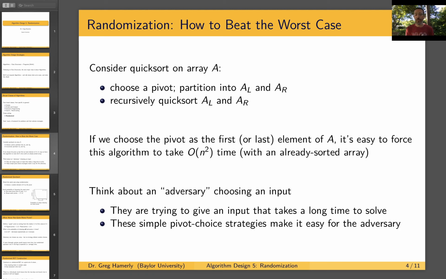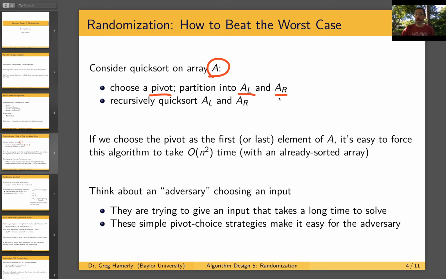Let's start with quicksort. We've talked about quicksort and how the basic algorithm is to do the following. First, choose a pivot, which is a value from the array itself, the array A that we've been given, and use that pivot value to split the array into two portions, the left and the right portions, AL and AR. And once we've split the array into two portions, which could be larger on one side or larger on the other, we recursively quicksort the left portion and recursively quicksort the right portion.